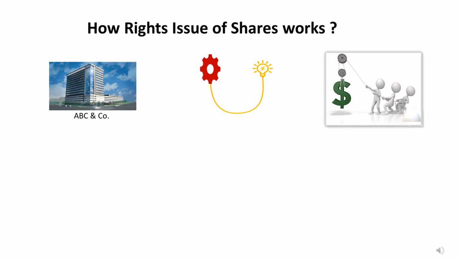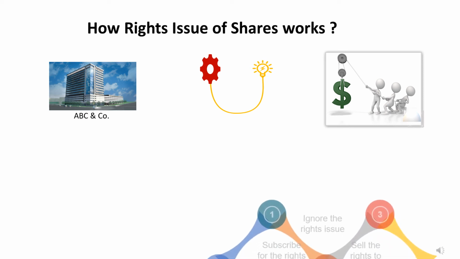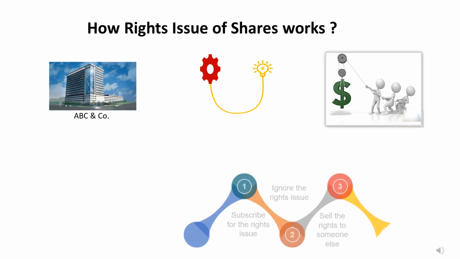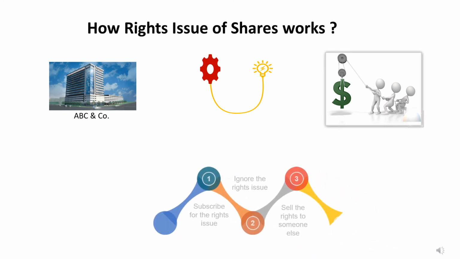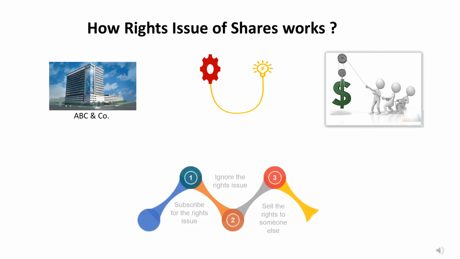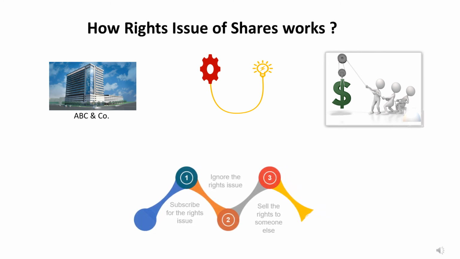They will issue the shares in a 10:1 ratio. That is, for every 10 existing shares, one share will be issued. That means if somebody is holding 100 shares, they can get 10 additional shares at a discounted price. At this juncture, the existing shareholders have three options. They can choose to buy the rights shares, they can ignore the rights issue of shares, or they can choose to buy and sell it off at a higher price and make a profit from the sale.